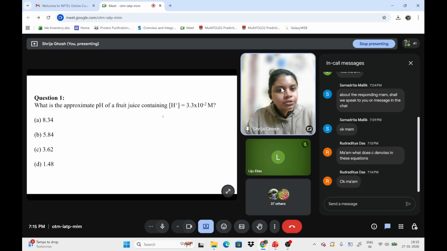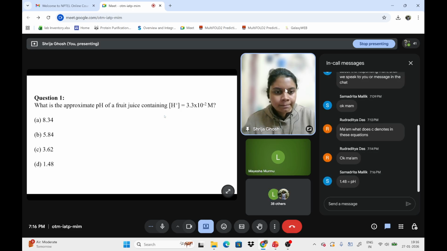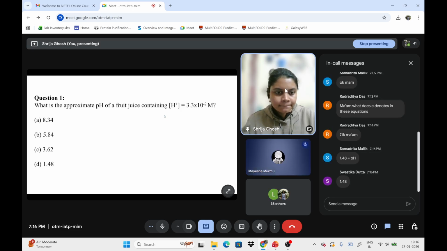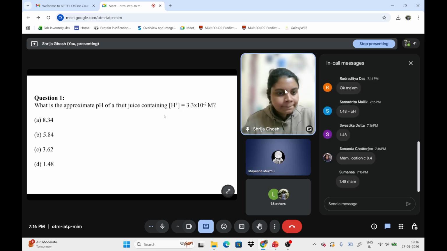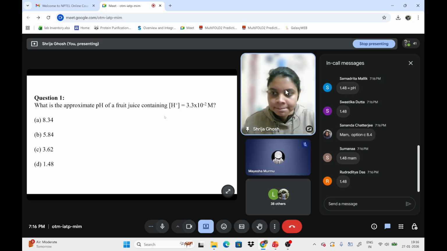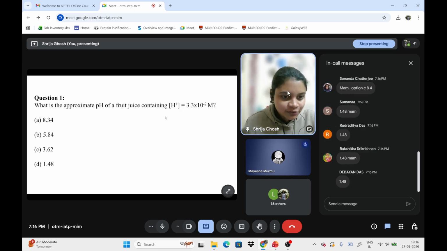All of you can use calculators, because in the final exams also you will have an on-screen calculator. So you can use your calculators, but calculate the pH. I have shown you the formula. Okay, most of you are answering 1.48.